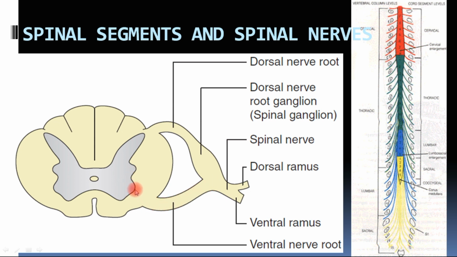Apart from these alpha and gamma motor neurons, the neurons which are arising from the intermediolateral horn, the nucleus intermediolateralis, the nucleus which is present in the lateral horn, which give rise to the sympathetic and parasympathetic outflow, also pass through the ventral nerve root. Okay, so from the anterior horn and from the lateral horn, the neurons are coming out from the ventral nerve root.